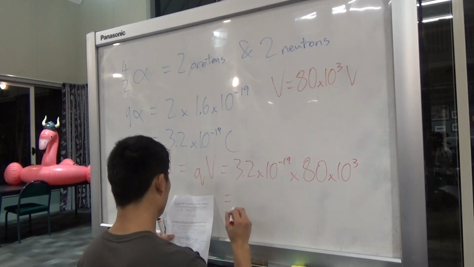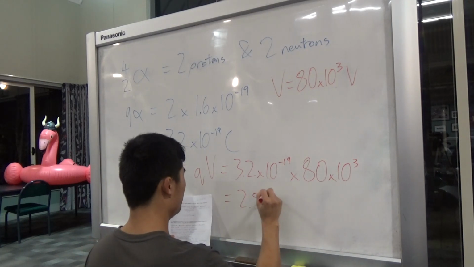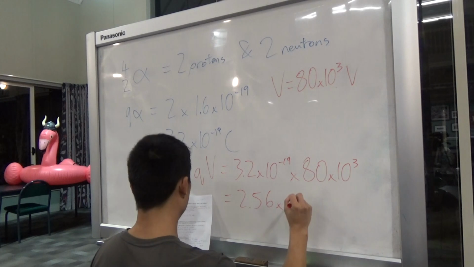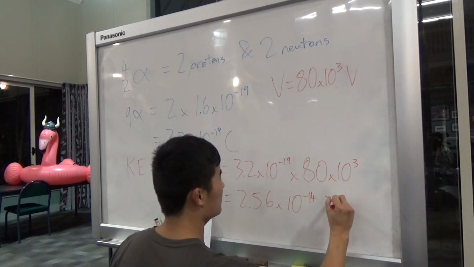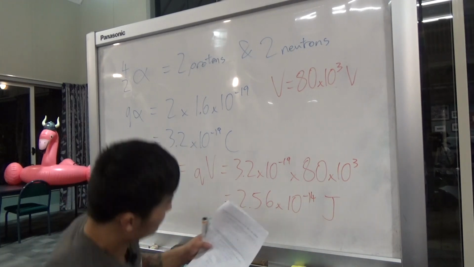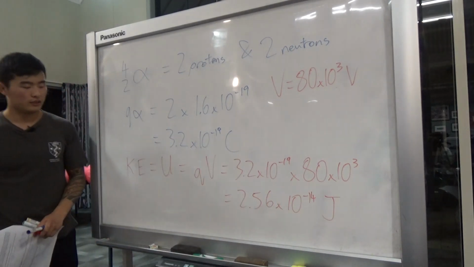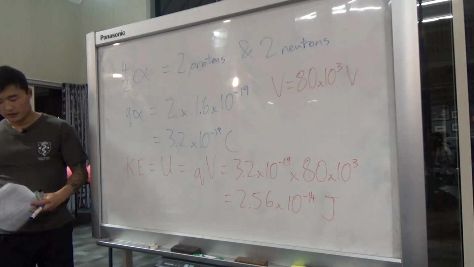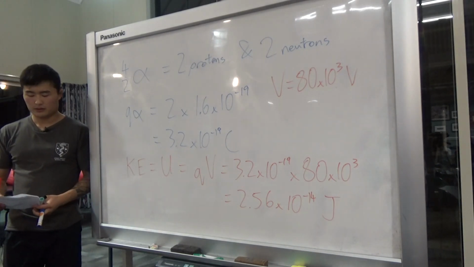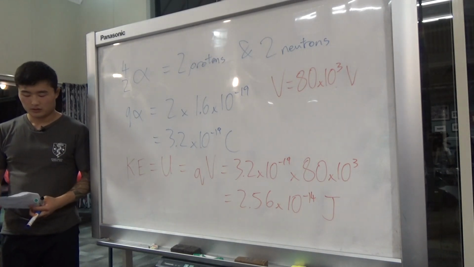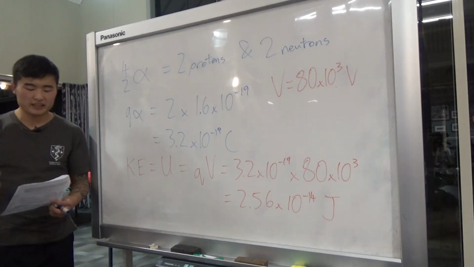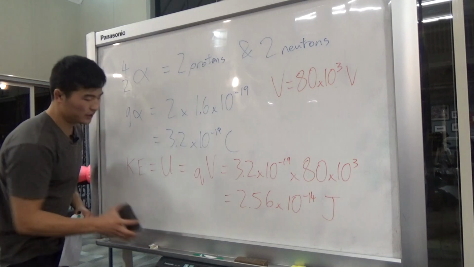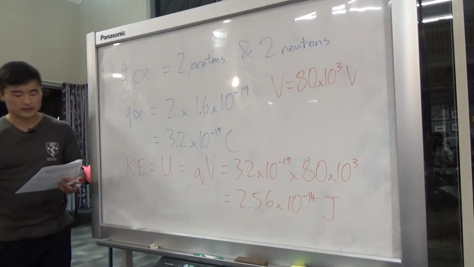And that will give you 2.56 times 10 to the negative 14 joules. So if they tell you about an alpha particle, just remember that you do know the charge. It's just going to be the charge of 2 protons.